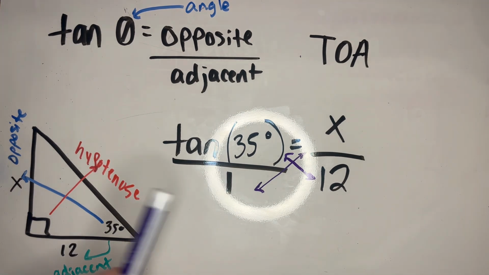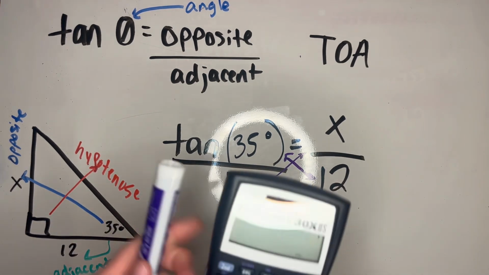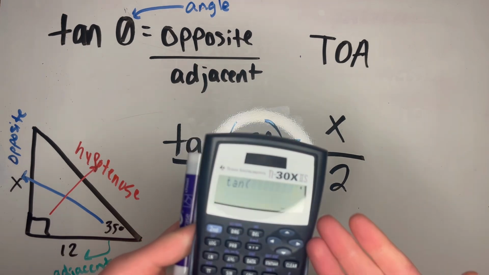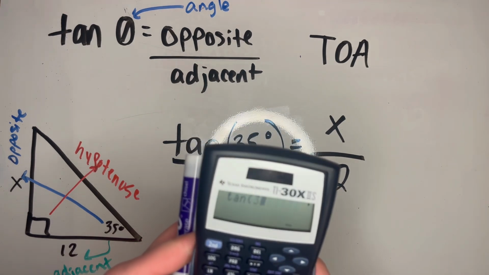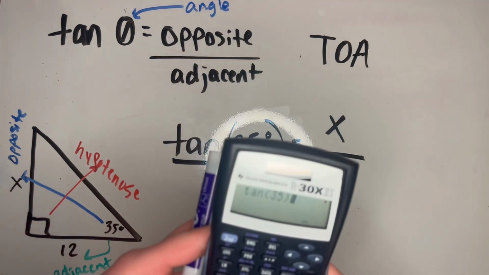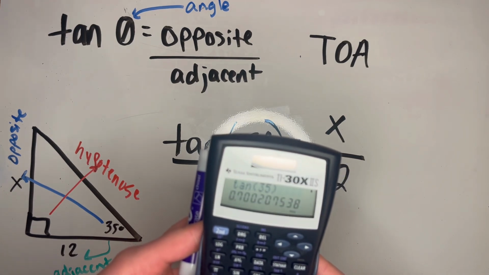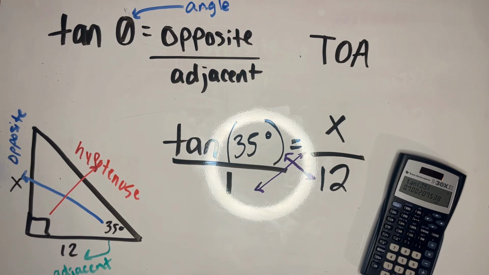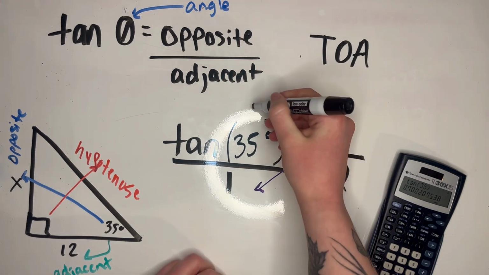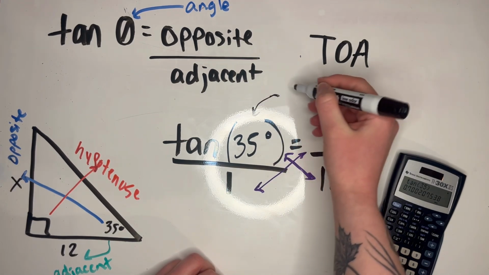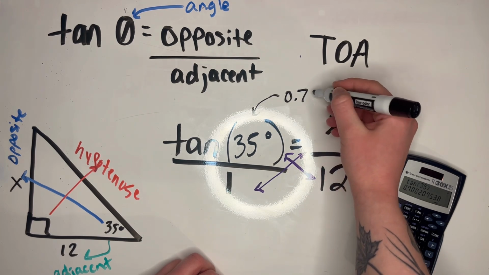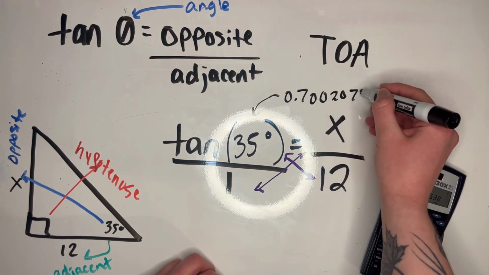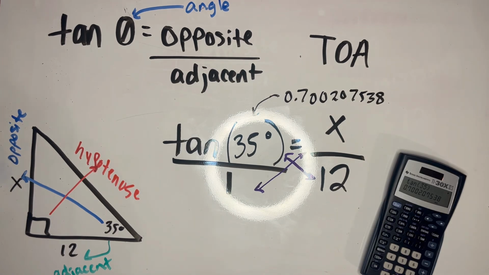So that's what we're going to do here. I'm going to start with the tangent. On my calculator, I'm going to type tangent. It's important to make sure your calculator is in degree mode. So tangent of 35 equals, and I'm going to write my value up here so that we don't lose it, and you guys can see if you're getting the same thing: 0.700207538. So that's what we got for tangent of 35.